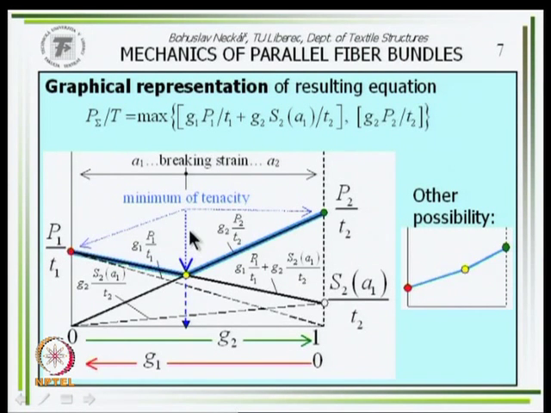Similarly, the second member is here. If G2 is equal to 0, then it is 0. If G2 is 1, then it is S2A1 by T2, and it's a linear function, so this member increases with G2 from 0 to S2A1 by T2. It's increasing from this point to this here. Yeah? To the value S2A1 by T2.